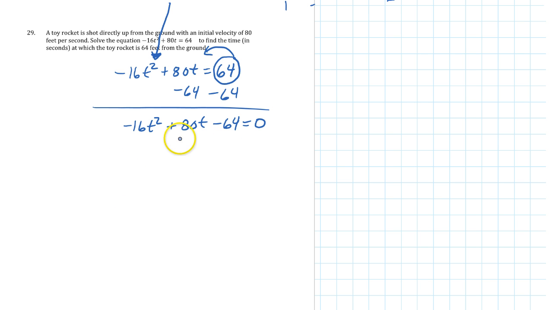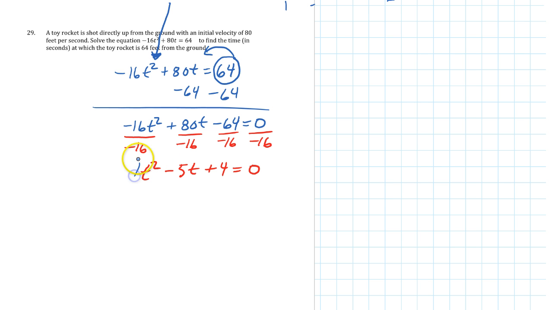Okay? So the first thing we can do: if there's a GCF, we can divide through by the GCF, which is negative 16. The difference is we don't need that GCF anymore. So now this is going to be t squared minus 5t plus 4 equals 0.